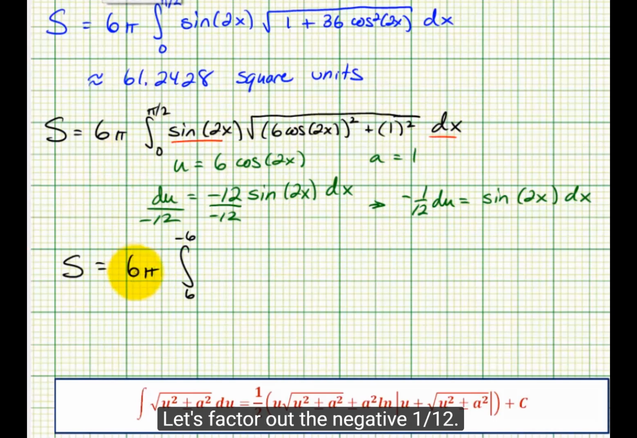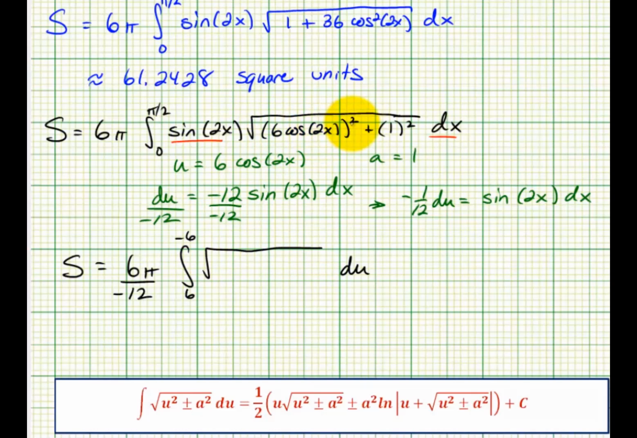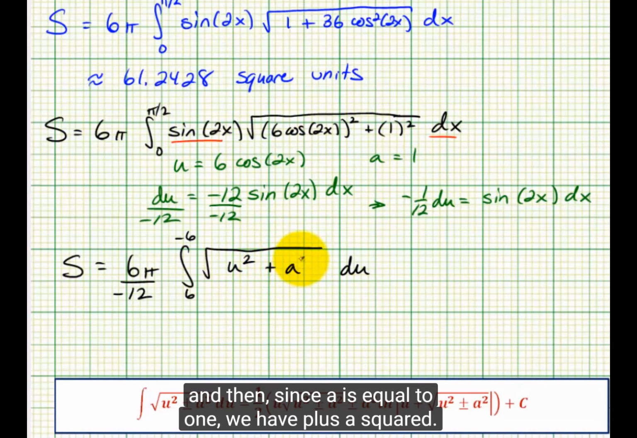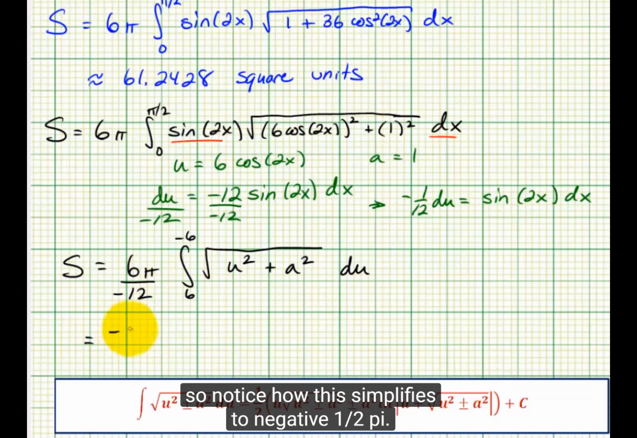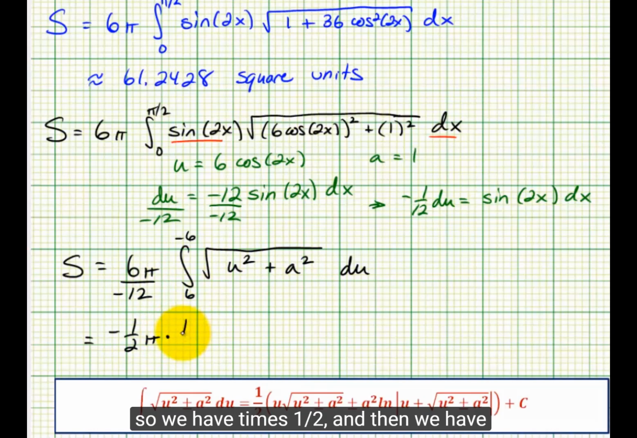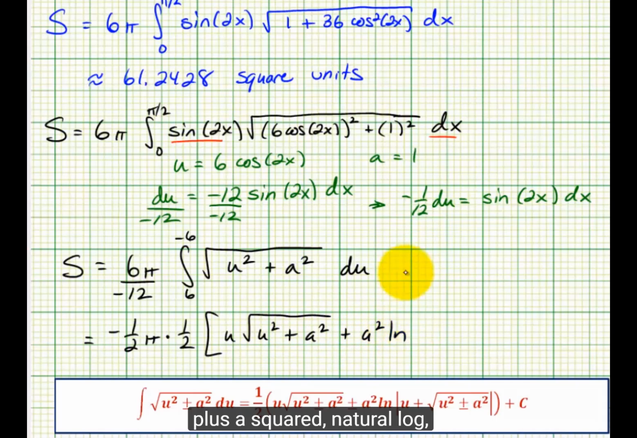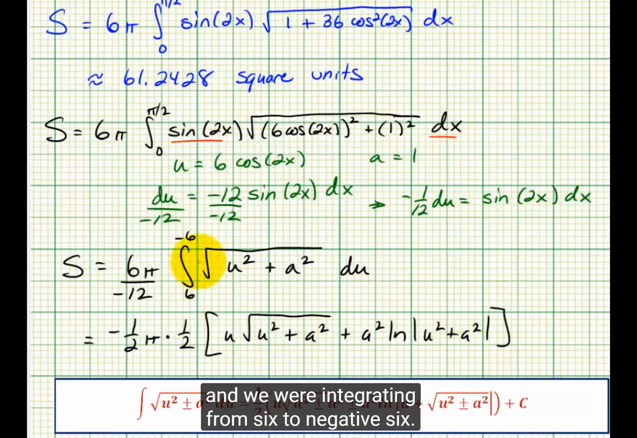Let's factor out the -1/12, and then we have du, and then we have the square root of 6 cosine 2x squared, that would be u squared, and then since a is equal to 1, we have plus a squared. And now we can apply our integration formula given here. So notice how this simplifies to -1/2 pi. The antiderivative here gives us an extra factor of 1/2, so we have times 1/2, and then we have u times the square root of u squared plus a squared, plus natural log absolute value of u plus the square root of u squared plus a squared, and we were integrating from 6 to -6.